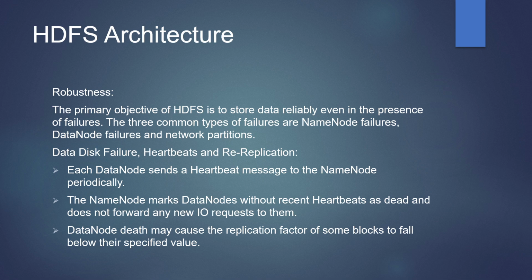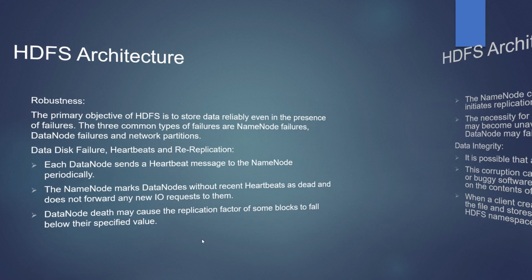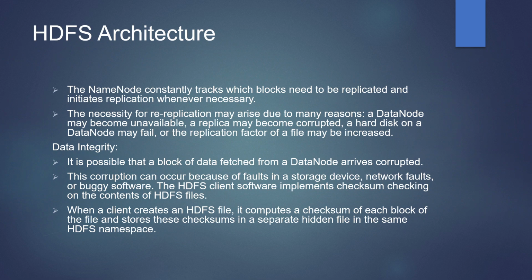Each data node sends a heartbeat message to name node periodically. The name node marks data nodes without recent heartbeat as dead and does not forward any new IO requests to them. A data node death may cause the replication factor of some blocks to fall below the specified value. The name node constantly tracks which blocks need to be replicated and initiates replication whenever necessary.